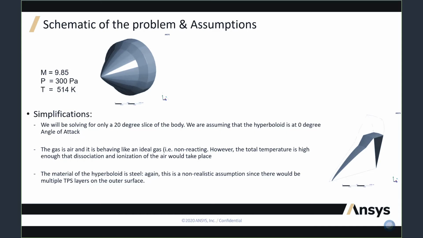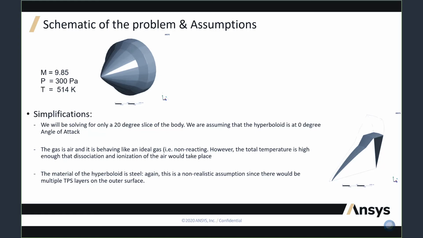So for this particular problem, I'm going to make some assumptions and simplifications for the purposes of the demonstration, to make them easier to solve. But the general concept applies to a more complex approach. The first simplification is that we're going to be solving only a 20-degree slice of the body. This means that we're assuming a 0-degree angle of attack, which allows us to simplify the model by looking only at a wedge of the solution.